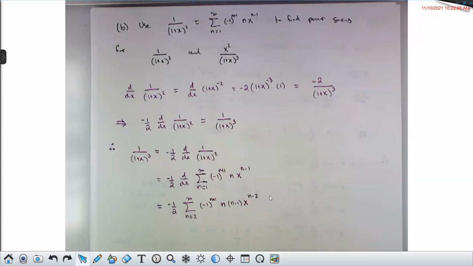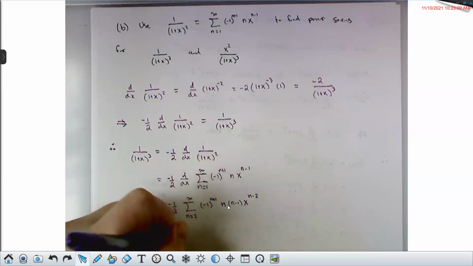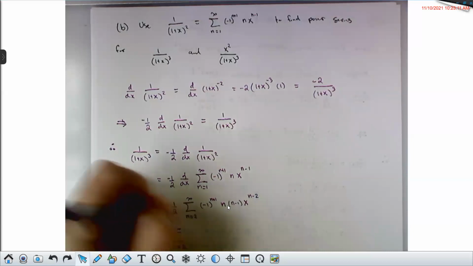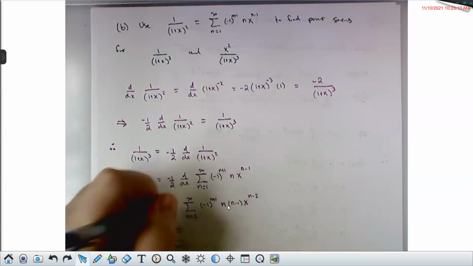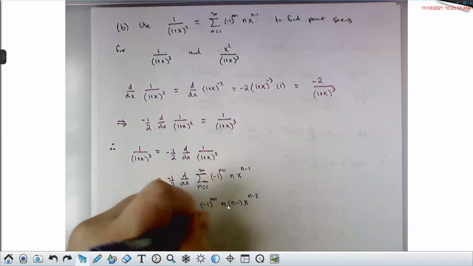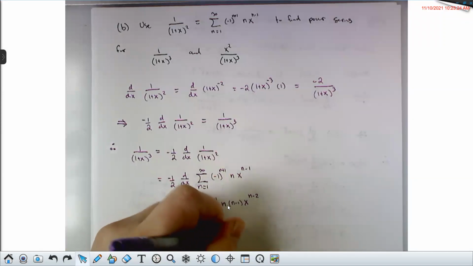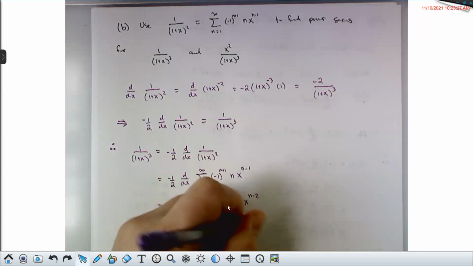You can bring the 1/2 in if you want. It doesn't really make a difference here because it doesn't have any x's or n's or anything like that that could make a difference inside. But if you want to be picky about it, if you want sigma of something for your answer, it's sigma n from 2 to infinity. The negative, I could get involved with this negative 1 to the n plus 1. I could call that negative 1 to the n plus 2 over 2 from the 1/2. Then n minus 1 x to the n minus 2.